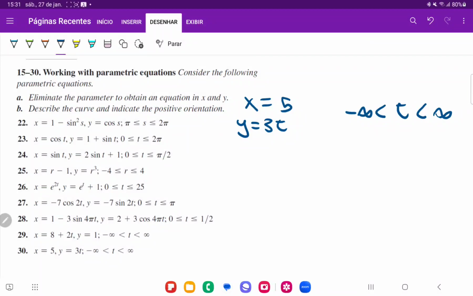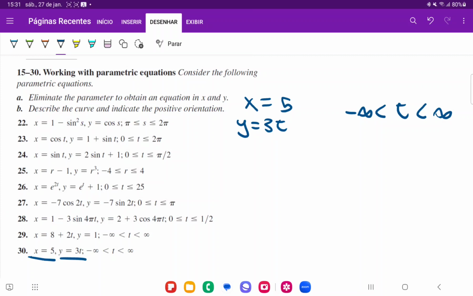For number 30, we're given this pair of parametric equations, and we're asked to eliminate the parameter to obtain an equation in x and y. So let's take a look at it. T, which is the parameter, takes on every possible value from minus infinity to positive infinity. So y, which is 3t, is also going to take every possible value from minus infinity to positive infinity, because it's just 3 times whatever t is.